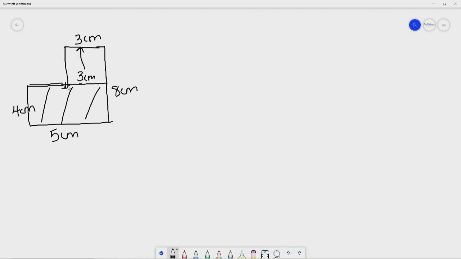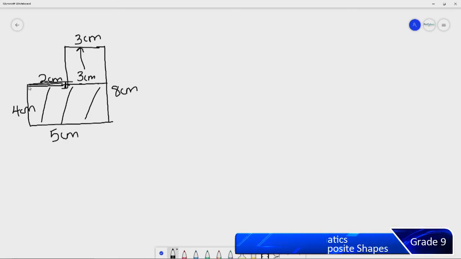So in order for us to know what this length here is, we need to subtract it from 5. 5 take 3 gives us 2. So this length is 2 cm. If we add them back, we get 5: 2 plus 3 is also equal to 5. Now let's focus on this length here, this rectangle here, sorry.